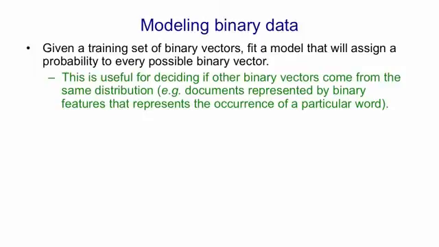And then you could pick the most likely document, and assign a test document to the appropriate class by seeing which class of documents is most likely to have produced that binary vector.